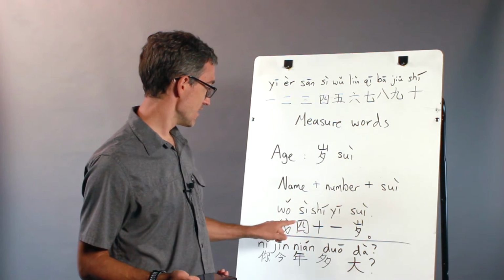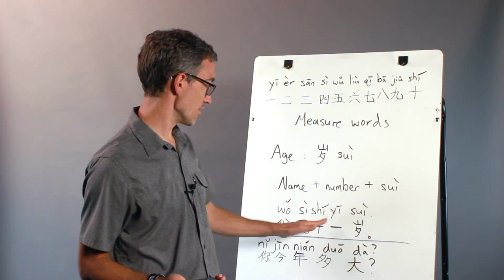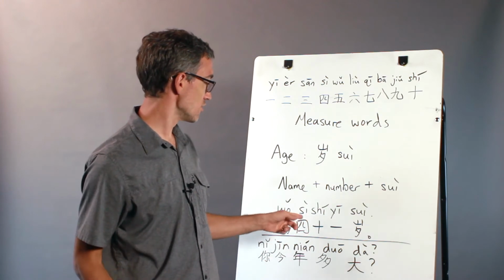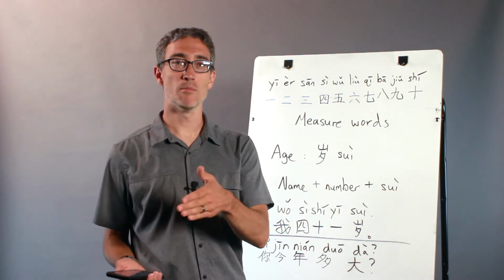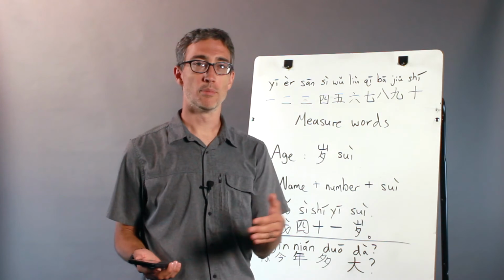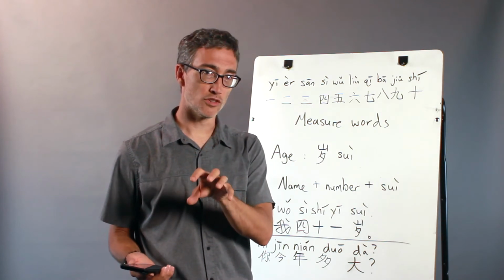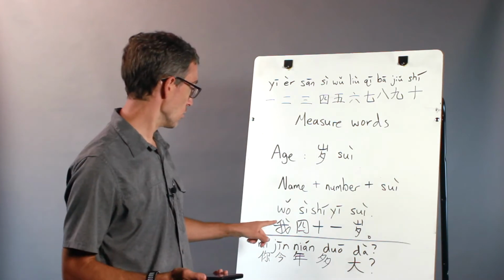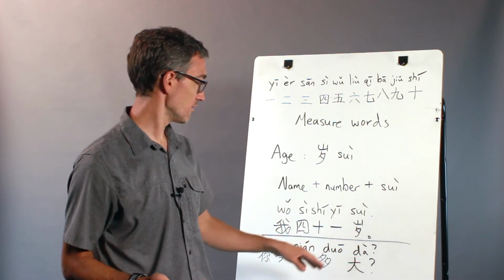我, that's I, 41, that's the number, 岁. So name, number, 岁. You'll notice that there's no 是. In English we say I am 42 years old, but in Chinese there's no to be verb. It's just I, 42 岁. So 我41岁. Did I say 42?